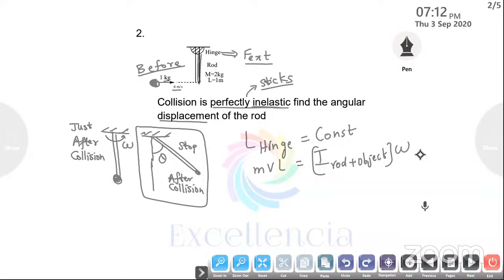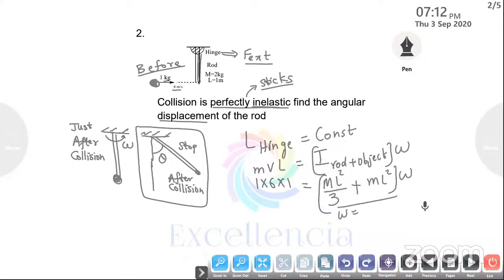Substitute the values. Mass of the object is 1. Before the collision, its velocity was 6. The perpendicular distance from the hinge is 1. Moment of inertia of rod plus object: moment of inertia of the rod about the hinge is ml square by 3, and for a small object, moment of inertia about the hinge is mr square. Substitute the values, you get omega.